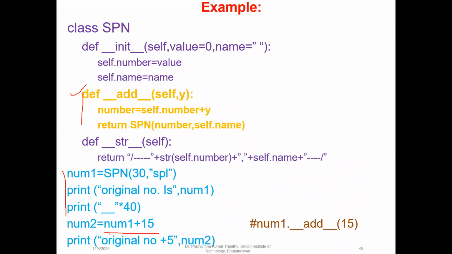How will it invoke? You are writing num1 plus 15. It is automatically interpreted as num1 dot add, passing 15 as an argument. So this 15 is over here, and the add method takes 15 as its argument.